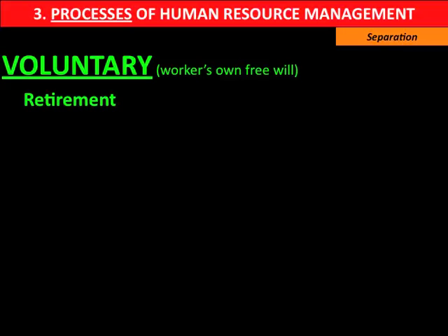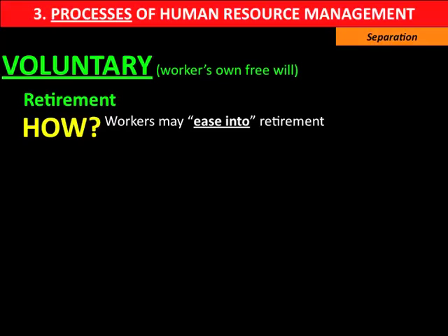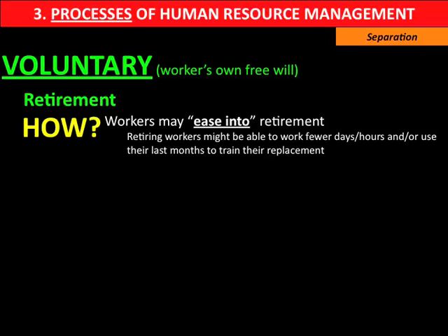Another voluntary form of separation is retirement, and again, you don't think about that very often. Something that can be done is workers can ease into retirement. If you're in the HR department, you might suggest this. Why would you want someone to ease into retirement? Well, they might be able to use their last month to train their replacement.